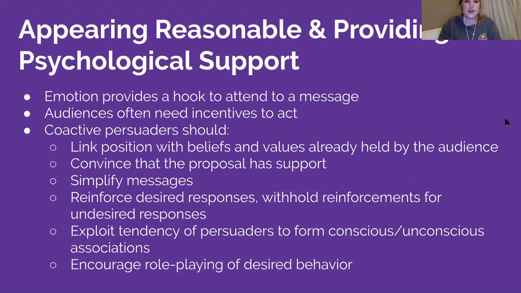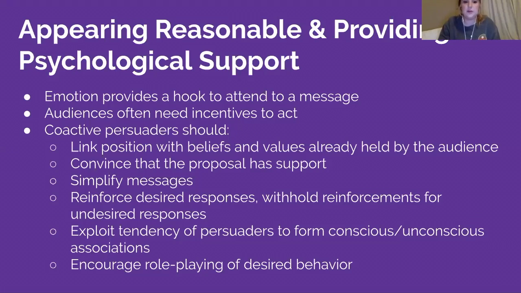The fifth strategy of coactive persuasion is appearing reasonable and providing psychological support. Emotion provides a hook to attend to a message. Coactive persuaders must provide the audience with a feeling for problems, but audiences often need incentives to act. They need to be convinced that proposals for actions will help them, whether it be through acquisition, protection, relief, or prevention. In order to persuade the audience that they will be benefited, a coactive persuader can use several steps.